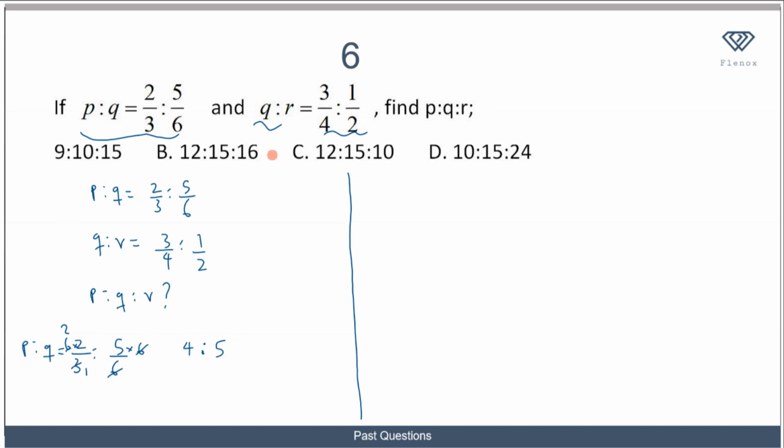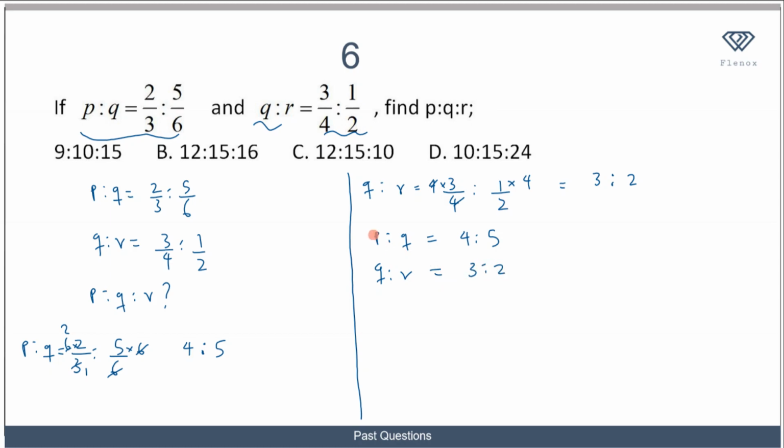Now for the second ratio, where you have Q ratio R equal to 3/4 ratio 1/2. If I want to remove the denominator, I can multiply both sides by 4. So if I multiply both sides by 4, this reduces to 4 cancel 4, 3/2. So now, as you can see, we have P ratio Q equal to 4/5, and we have Q ratio R equal to 3/2.